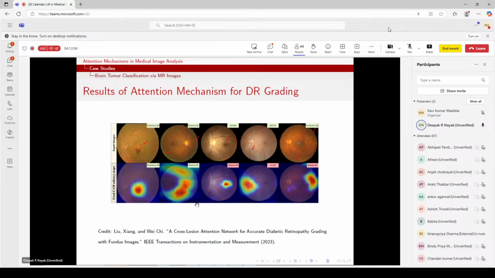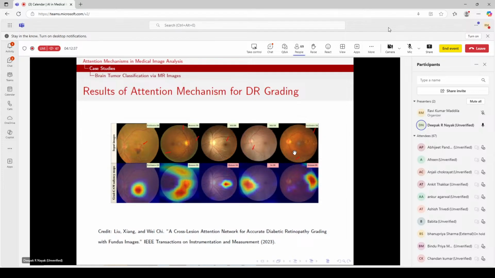Similarly, this is one of the results which I have taken from this paper, where you can see the lesion regions have been marked with red arrows. And these are some of the results obtained by the model, where a network was designed with the help of an attention mechanism known as a cross-lesion attention network. So we can see the results. After applying this attention model into the network, the model is trying to focus only on the important regions.